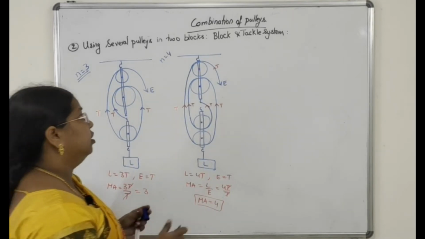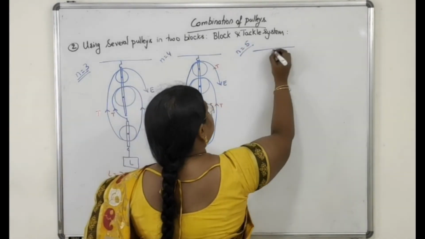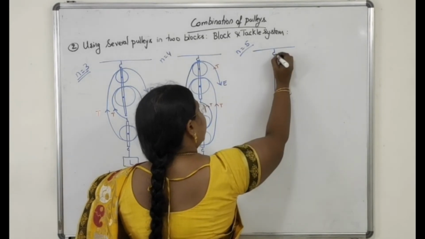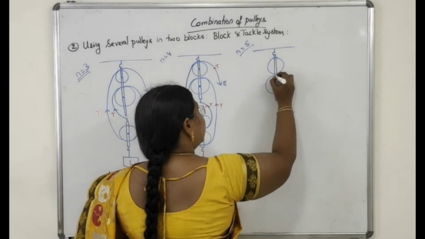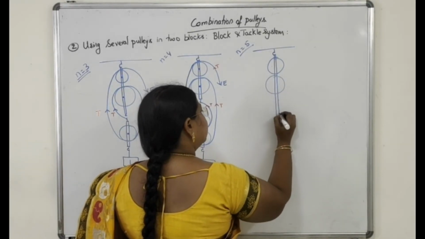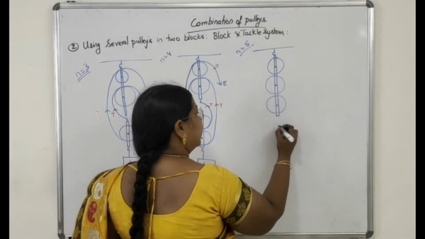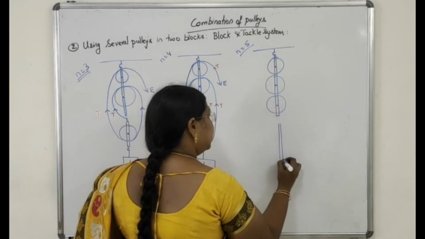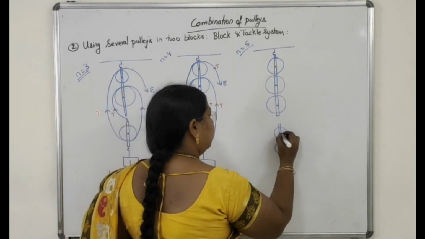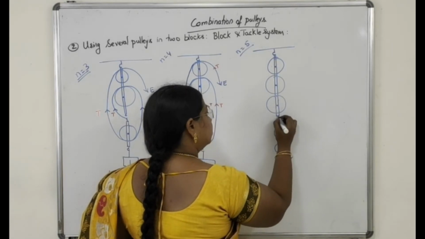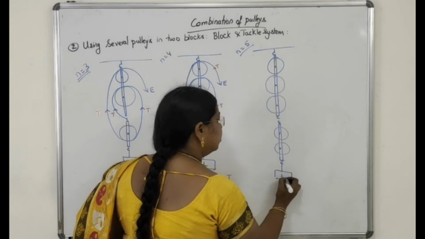N is equal to 5 means you are having 5 pulleys. How will we divide them? The upper block will be having the extra. Odd number means one extra will be there in the upper block. 5 are there, so 3 will be in the upper block, and 2 will be in the lower block.